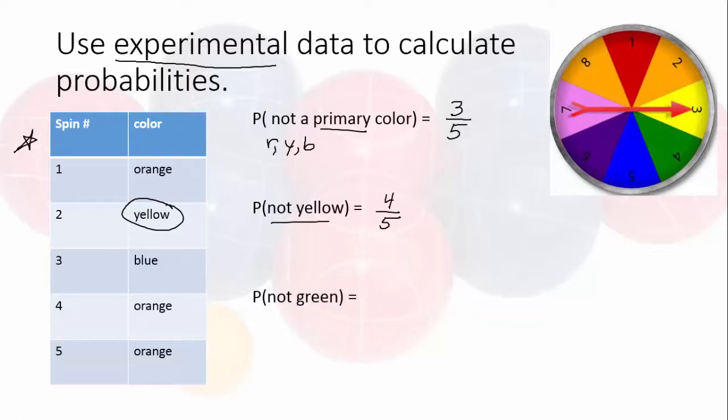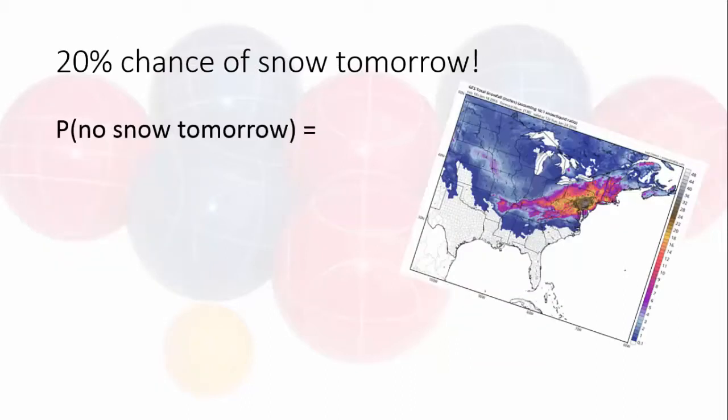How about probability that it's not green? We don't have any green in our experiment, so actually that's 0, and if you subtract 0 you get the whole thing. So this is 1, or you could say 100% probability. That is certain.